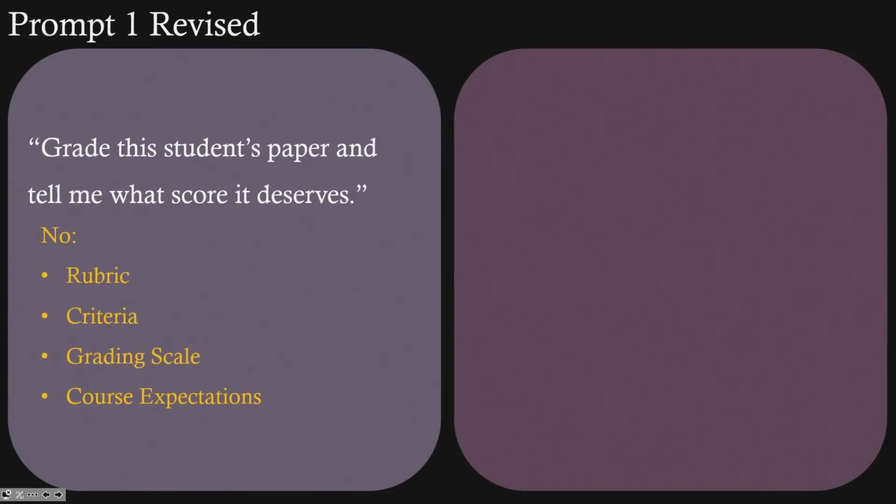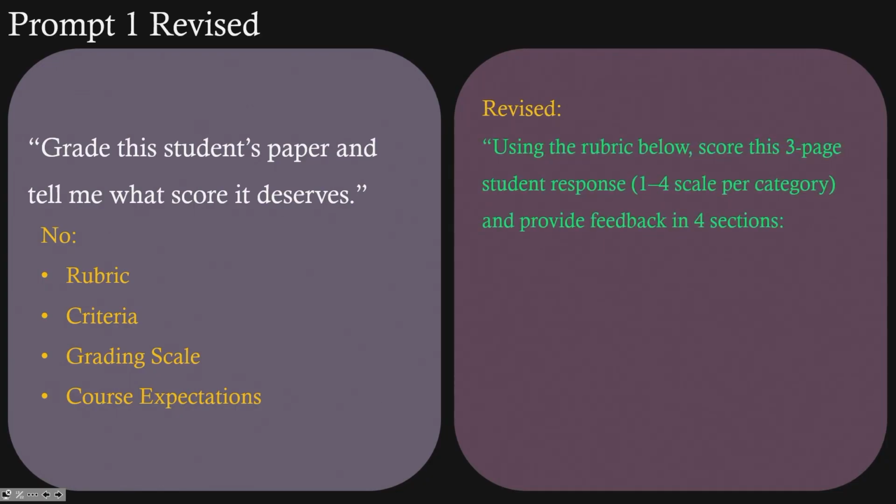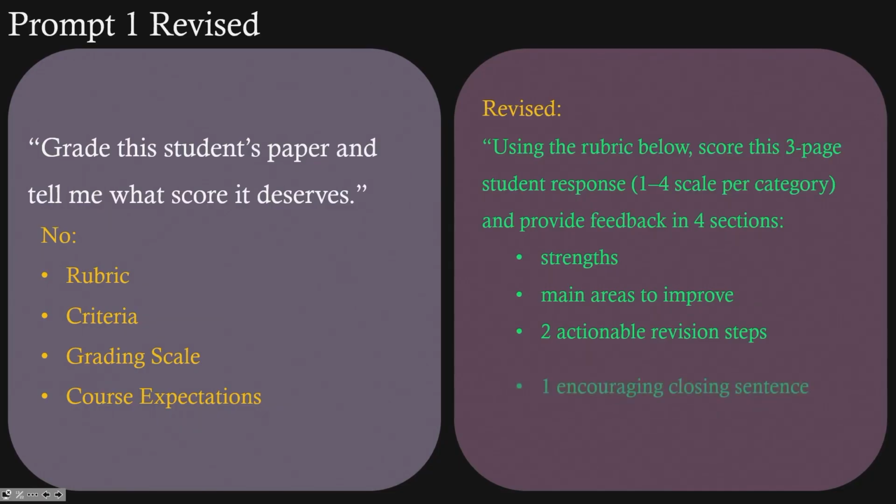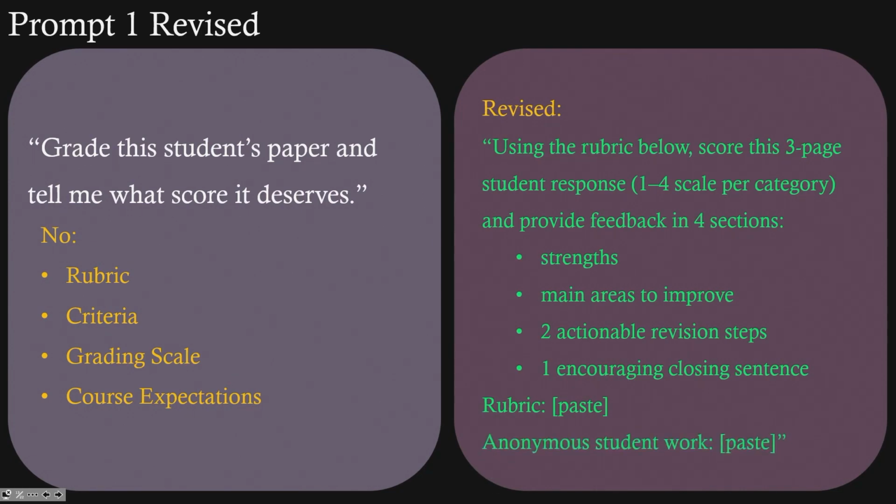For the first prompt, let's do it together. And then for the next few, let's see if you guys can get the idea on how to revise one. All right. So instead of writing grade the student's paper and tell me what score it deserves, you can write: using the rubric below, score this 3-page student response with a 1 to 4 scale per category and provide feedback in these 4 sections: the strengths, the main areas to improve, 2 actionable revision steps, 1 encouraging closing sentence. Then input your rubric, and then input the student's work, but keep it anonymous.